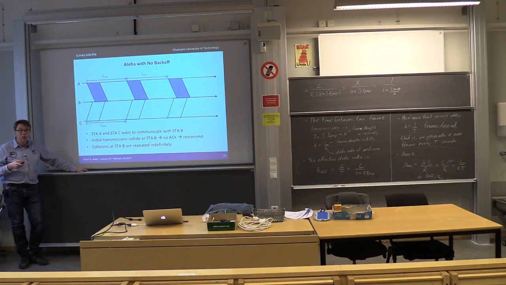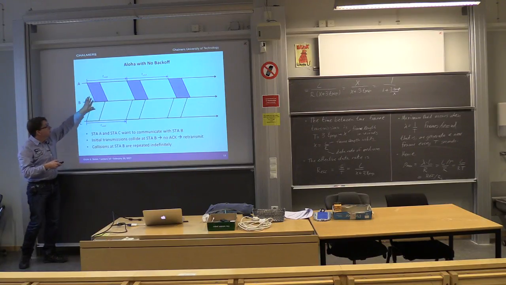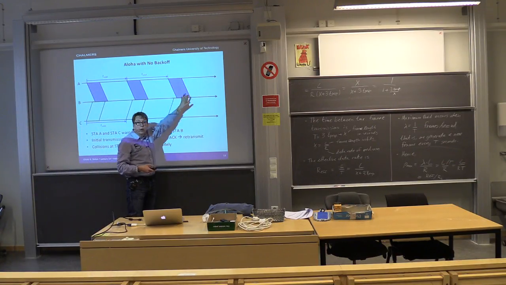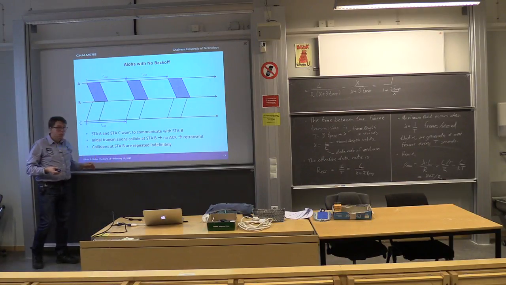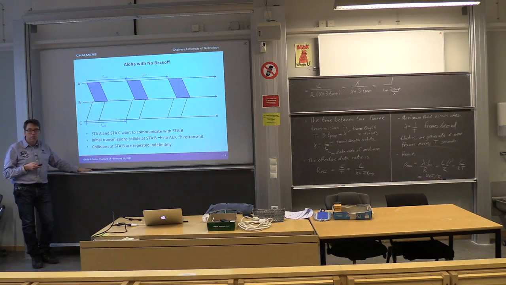But B does nothing, right? It cannot do anything. So after some time, station C's transmission times out, and it retransmits the frame if there is no back-off. And the same thing happens with A. We see that this collision keeps on going indefinitely. Initial transmissions, if they collide, then there will be no ACK, there will be retransmissions. The retransmissions will be synchronized in a way that will cause a new collision, and this process keeps on going forever. So collisions at station B are repeated indefinitely.